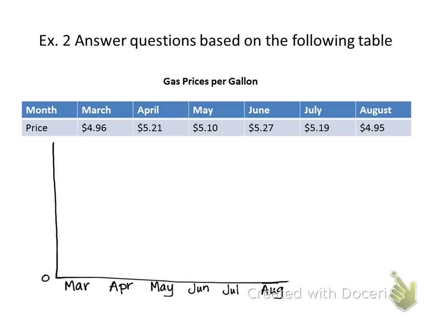50 cents. That would be a great way to go up because we don't necessarily want to do it by $1 because there would be too much in between the $4 mark and the $5 mark. Okay, so let's do by 50 cents. So I put 0.50, $1, $1.50, $2, $2.50, $3, $3.50, $4, $4.50, $5, and $5.50.